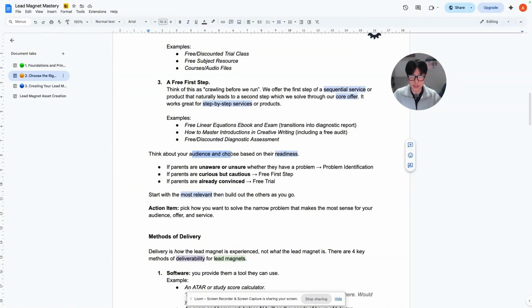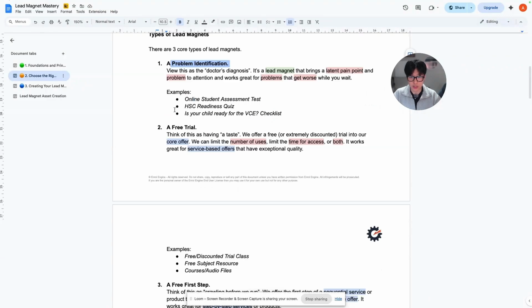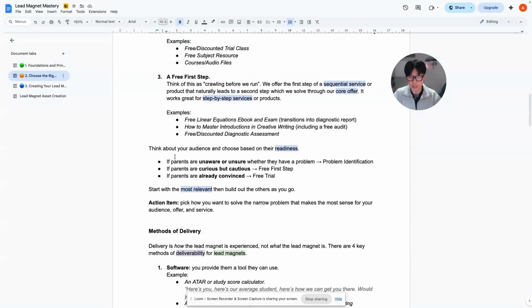So I want you to think about your audience and choose based on how ready they are for this. Oftentimes a problem identification could work great. And the situation where it will work great is if parents are unaware or unsure whether they have a problem in the first place, then problem identification could be good. So if a parent doesn't know if their child actually needs tutoring, problem identification, killer.